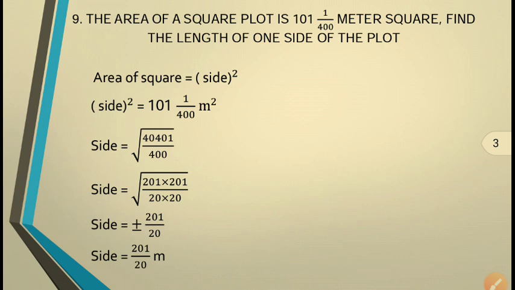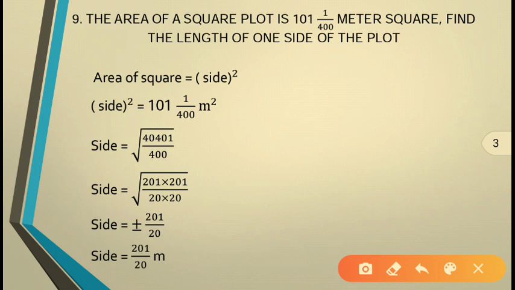Next, question number 8 will be your homework. This is your question number 9. The area of a square plot is 101 whole 1 by 400 meters square. This is the area of a square plot. Find the length of one side of the plot. The area of a square is given. You need to find out one side of the plot.